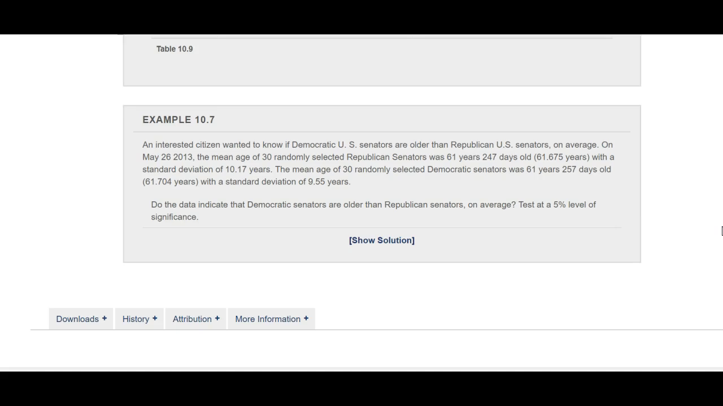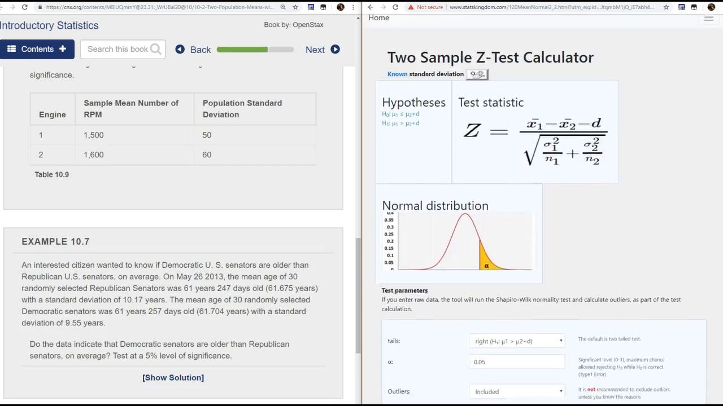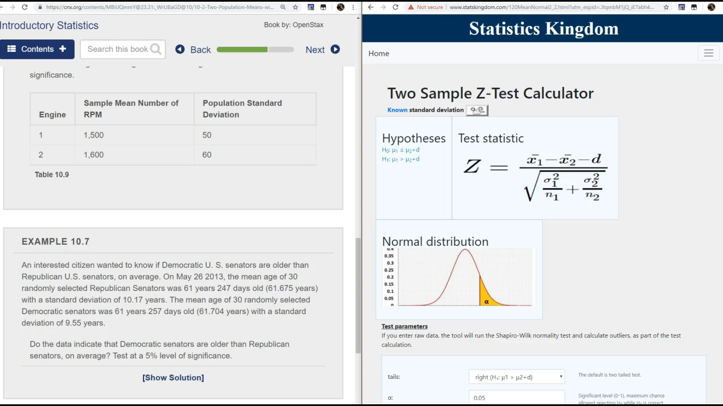That seems awfully close. I'm probably going to determine that they're not older. But here's what we want to test. Does the data indicate Democratic senators are older than Republican senators on average? We want to test this at a 5% significance level. Now this time I'm going to use the website, and I've split my screen because I need the information up here to be able to fill in the information I need for Statistics Kingdom.